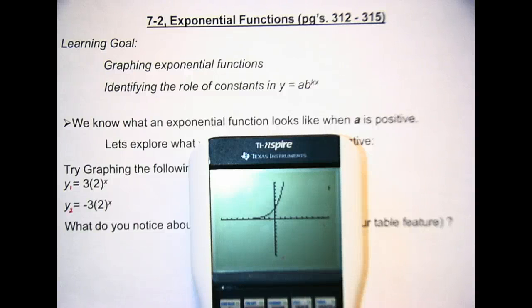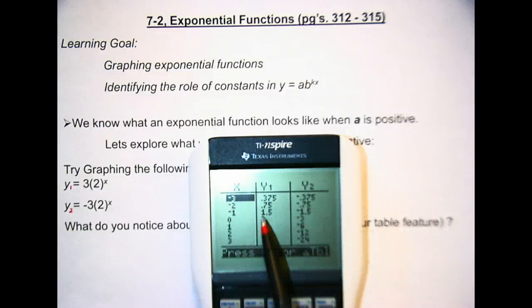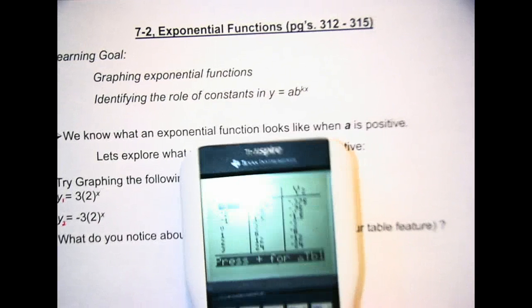Okay, we see it on our graphing calculator. There it is. So y equals 3 times 2 to the power of x. Y equals negative 3 times 2 to the power of x. It looks like a reflection. We verify that using our y equals menu. When x is negative 3, y sub 1 is 0.375, and y sub 2 is negative 0.375. So the positive values correspond to the negative values there. Okay? A flips it across the x-axis if it becomes negative.